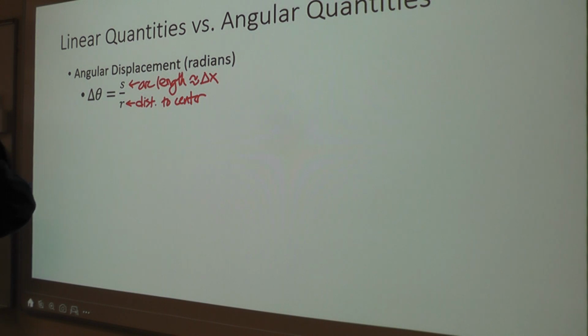Divide those two numbers by each other. How far did it go in meters? How far away is it from the center of rotation in meters? There's your angle in radians.